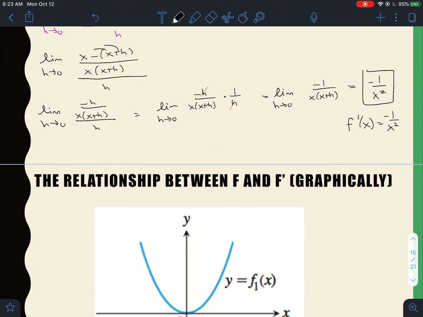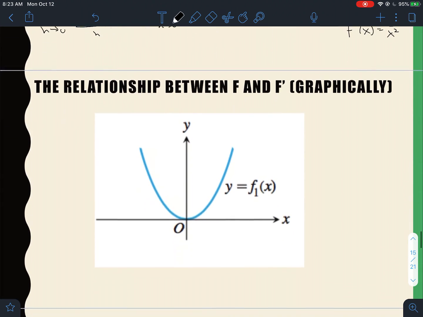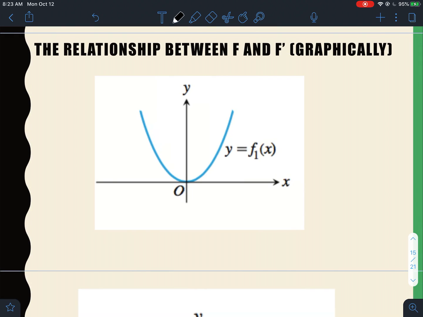Okay, so that is finding derivatives using the limit definition. What about the relationship between f and f prime graphically? So the slope of the tangent line. Well, if I were to draw in a little tangent line right there, what would be true about the slope of the tangent line there? Well, the slope of the tangent line there would be negative.